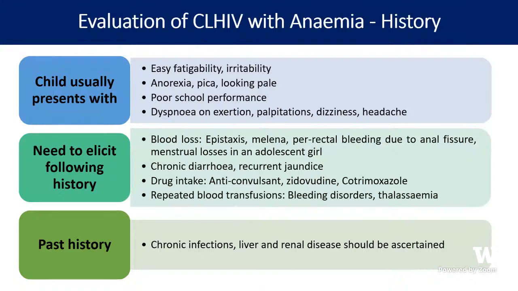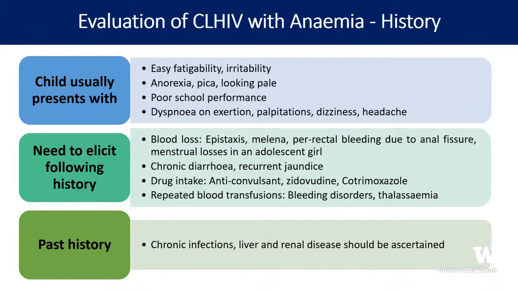As you rightly said, we have anorexia, poor school performance, and the child may look pale. In the history, we have to find out what the cause can be. So we need to find out, is there bleeding from any side? A young adolescent girl may come to you with menorrhagia, so she's losing a lot of blood through menses. Or the child may have chronic diarrhea, jaundice, a drug history, as we said, or the child may need repeated transfusion because of this anemia.